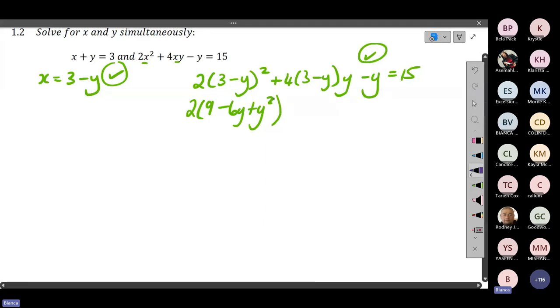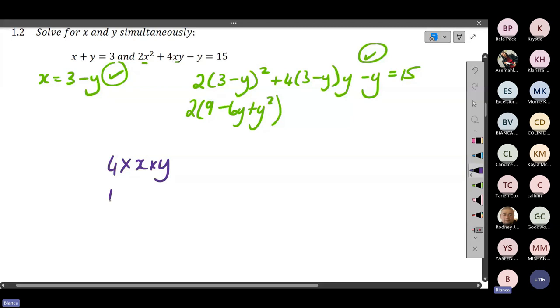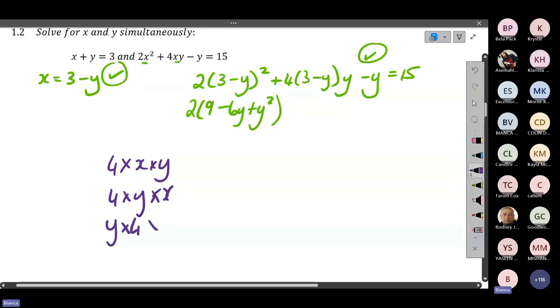And then there's this 4 in the front. If I just say to you, for instance, 4 times x times y, or 4 times y times x, or y times 4 times x, does it matter the order that it's in when you're multiplying? If I said 4 times 1 times 2 or 2 times 1 times 4, don't you get the same answer every time? So when you're timesing, it doesn't matter where the variables are, where the numbers are.